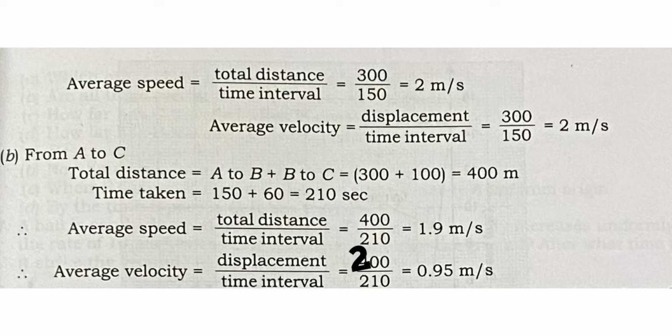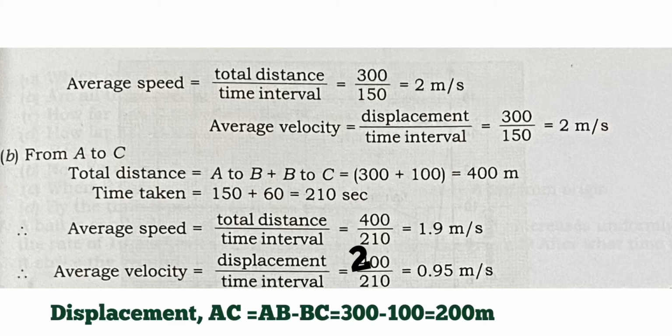per second. And average velocity is equal to displacement upon time, and total displacement is from A to C. Now A to B was 300 and B to C was 100. So A to C will be 300 minus 100, that is equal to 200 meter. So displacement is 200 divided by 210, that is 0.95 meter per second.